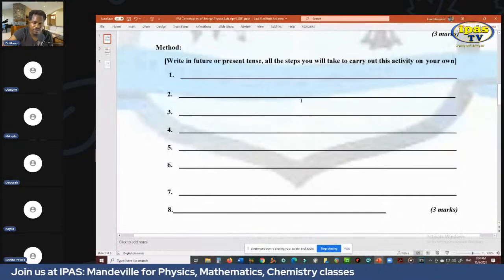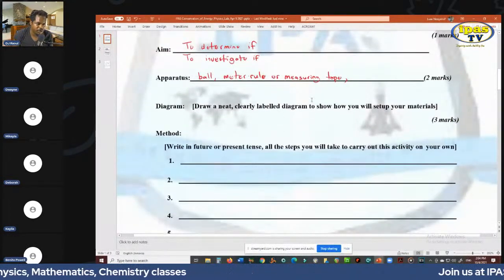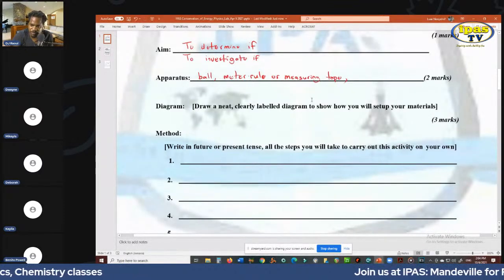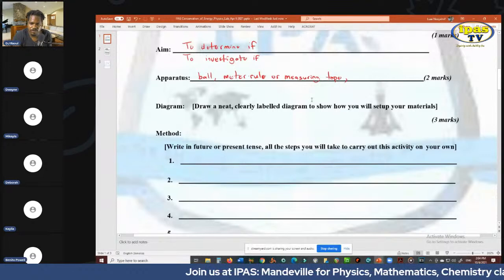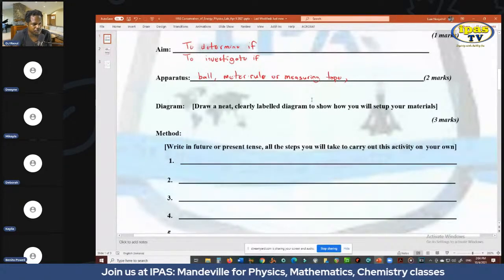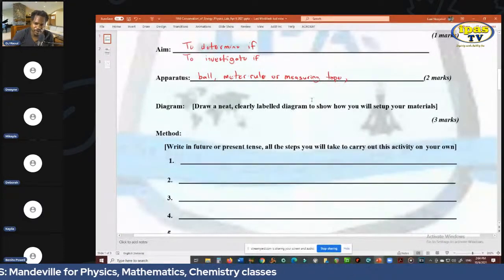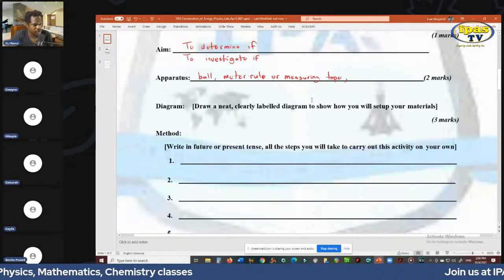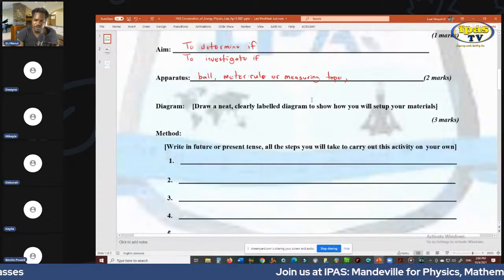You see, every little thing we discuss about this lab today can give you all the marks that you need for this lab. So definitely what you said could work, but remember that there will be some error in that, Deborah. Which once you account for the error, it's okay. You can go ahead and do what you plan to do. All right. So ball, meter rule, measuring tape.